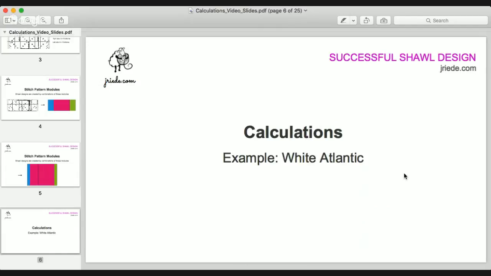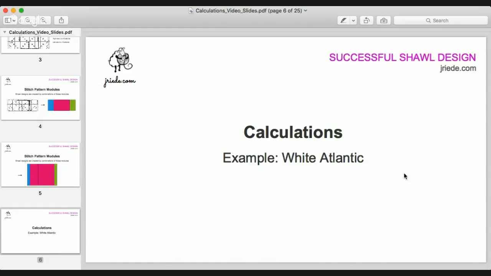So let's talk about calculations in detail. The example I will use today is the shawl pattern White Atlantic. It's one of my earlier shawl patterns. It's worked in fingering weight in a lovely pure silk yarn from Art Fibers.